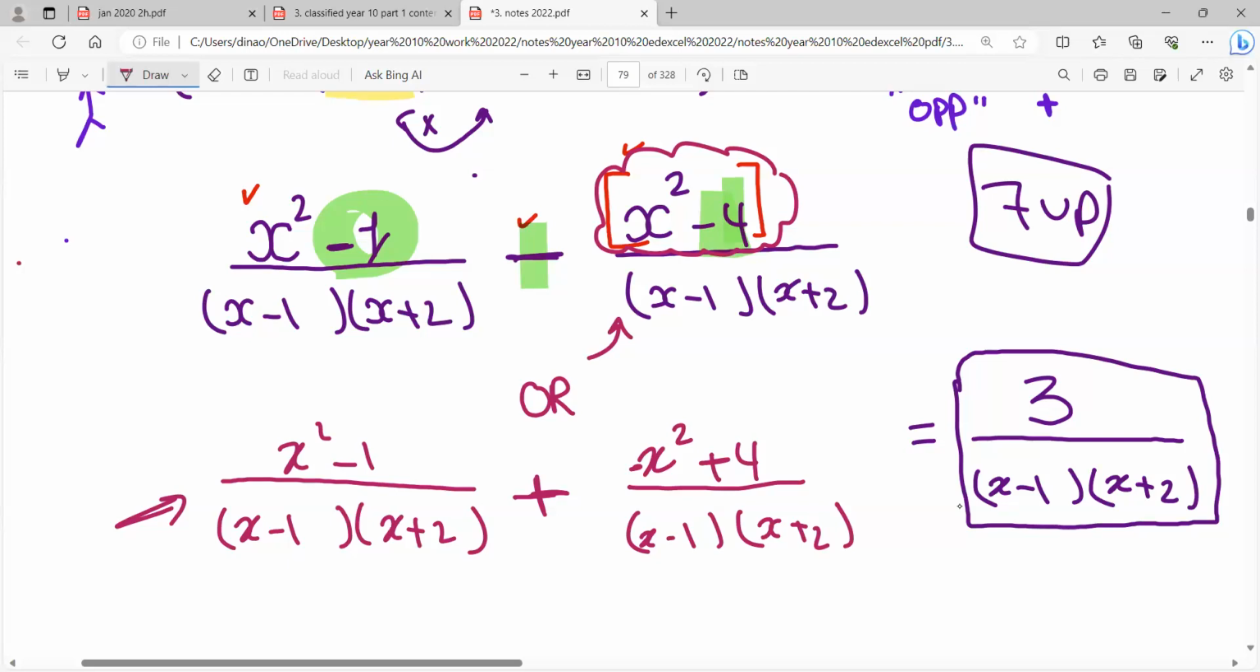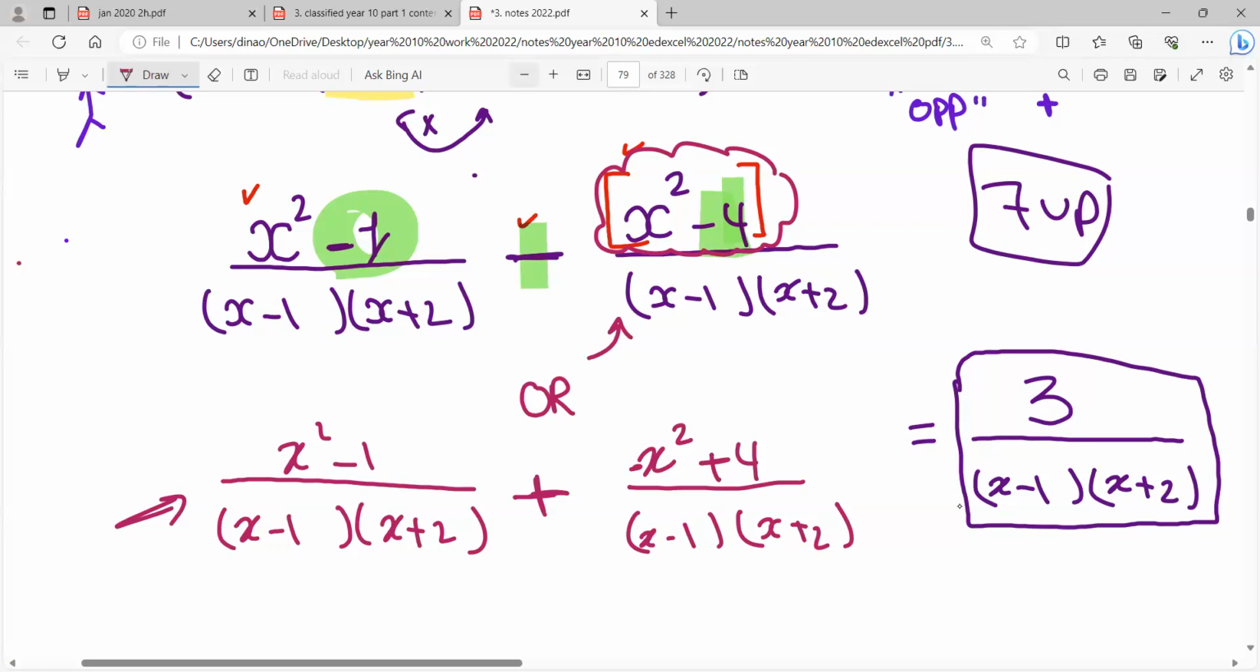When you reach this final answer, you will find, say with me, I cannot factorize, I cannot do anything up and down. So I will stop at this stage. Okay? So this is the end of part 1.